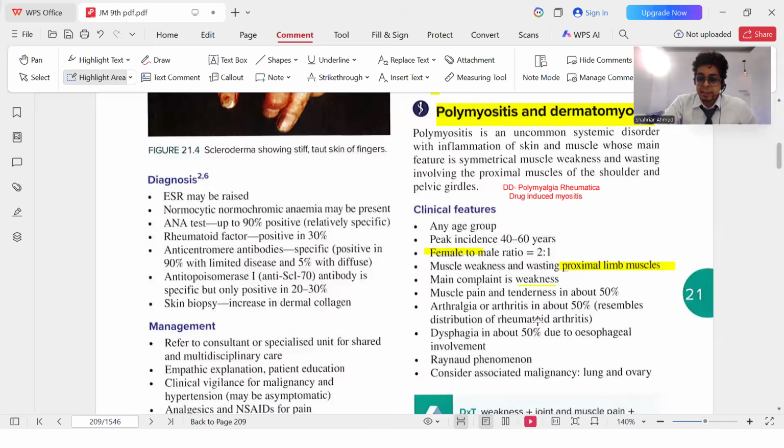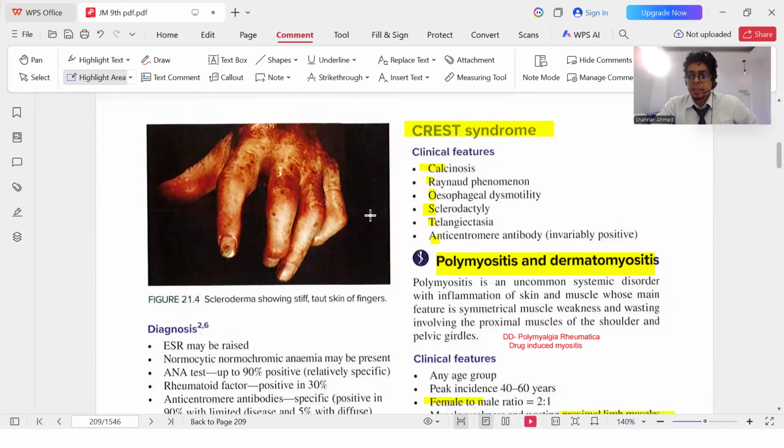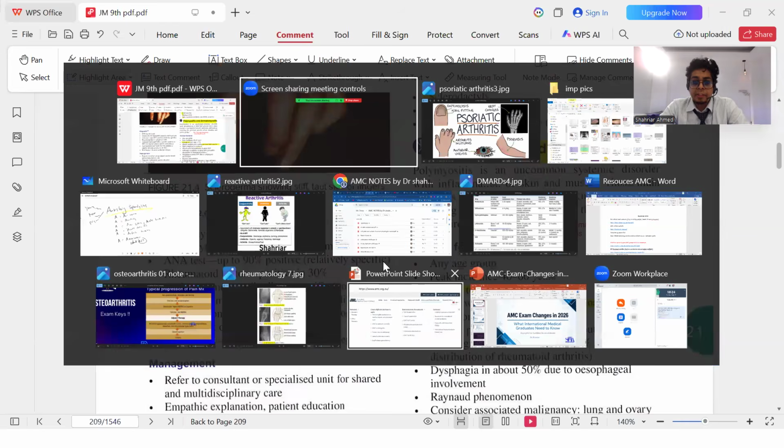Up to this, is it clear, guys? SLE, systemic sclerosis, and there will be another one, Sjogren's is coming up. But before Sjogren's, dermatomyositis, let's finish it actually. I'll write a few things for you.